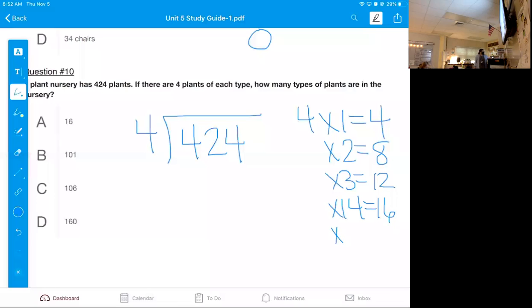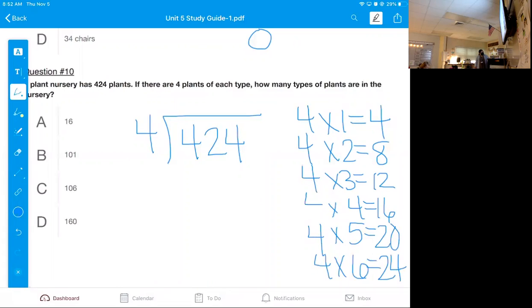Whoops, I wrote that wrong, didn't I? Hold on. Okay, 4 times 5? 20. 4 times 6? 24. Still haven't got to one big enough for my number yet. Oh yeah, I have.